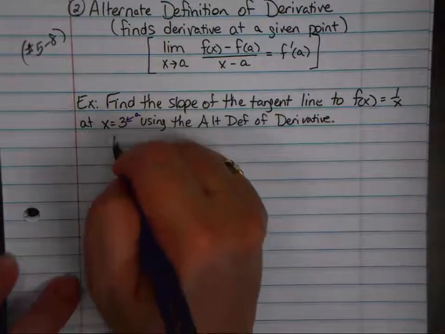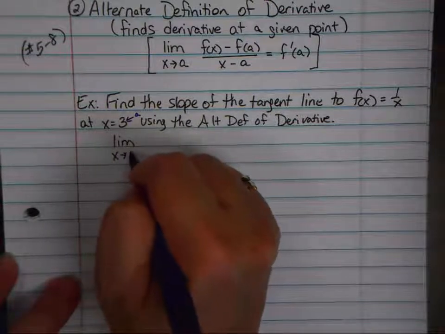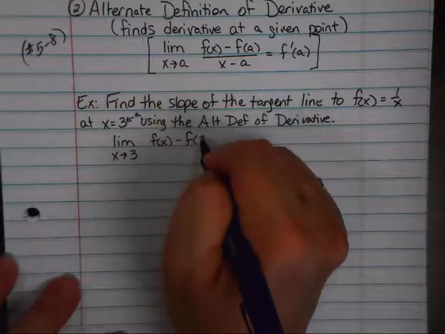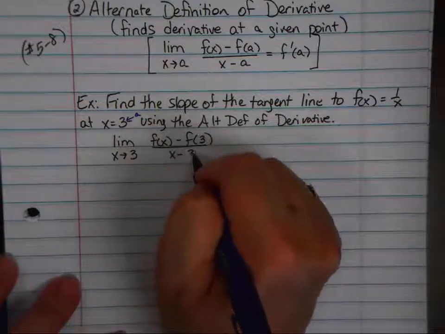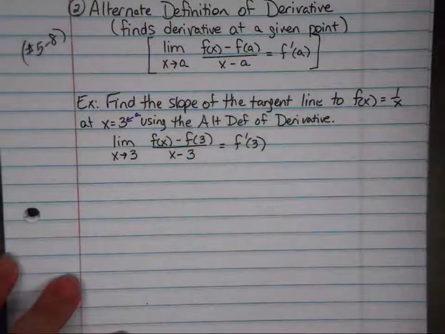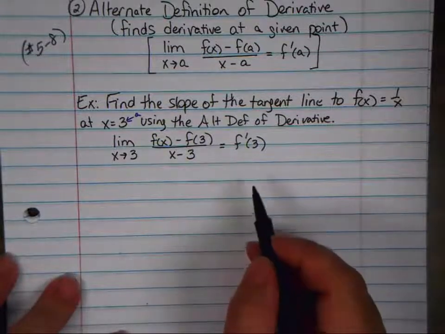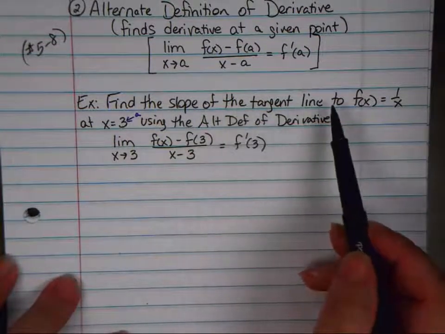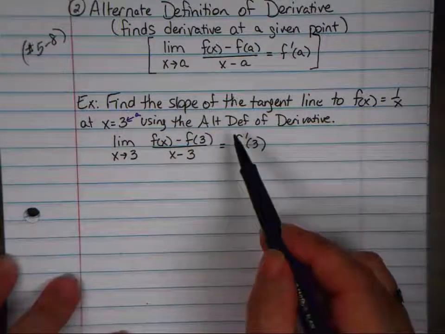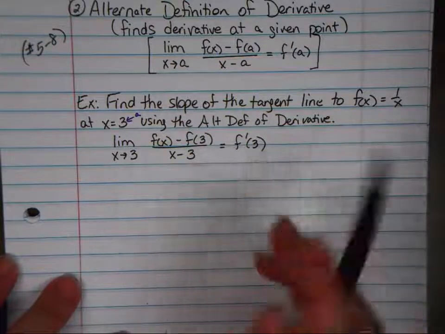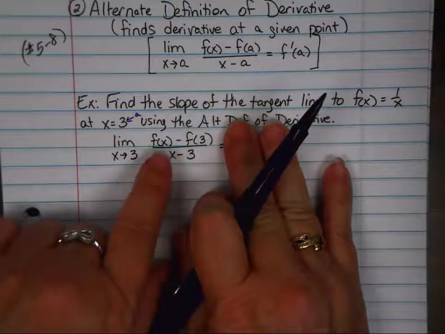So here's what we write. Limit as x approaches 3 of f of x minus f of 3 over x minus 3 equals f prime of 3. All those a's turn into 3's. First thing. Now, the question tells me to find the slope of the tangent line to the curve at 3. That's what the right-hand side of this means. F prime of 3 means the slope at 3. So this is the part we're going to ignore, and this is the part we're going to work.